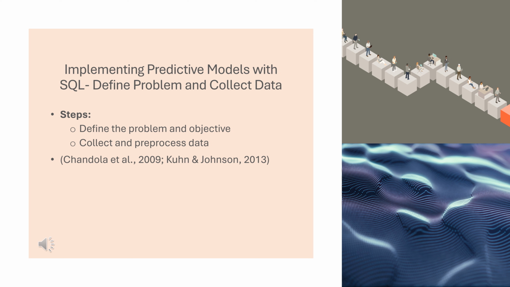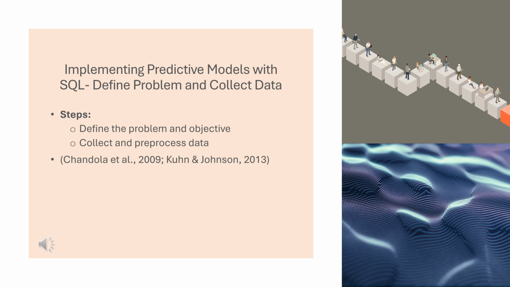Implementing predictive models with SQL involves several well-defined steps. First, we need to define the problem we are trying to solve and set clear objectives. For example, a business might want to predict customer churn, forecast sales, or identify fraudulent transactions. Clearly defining the problem helps in determining the right approach and selecting appropriate algorithms.